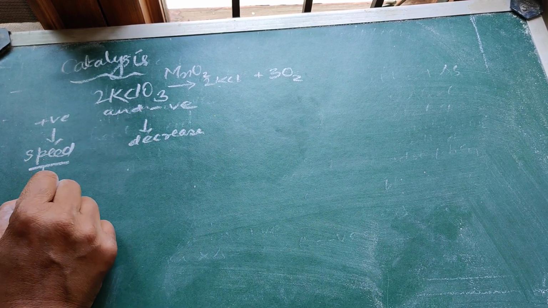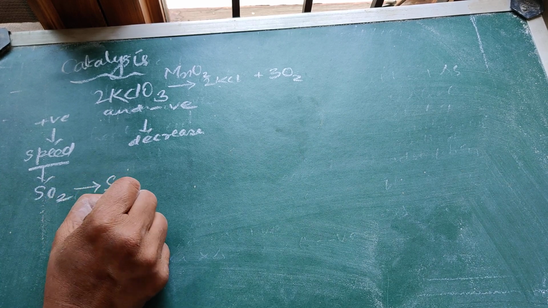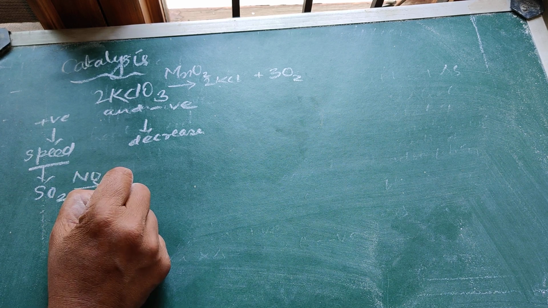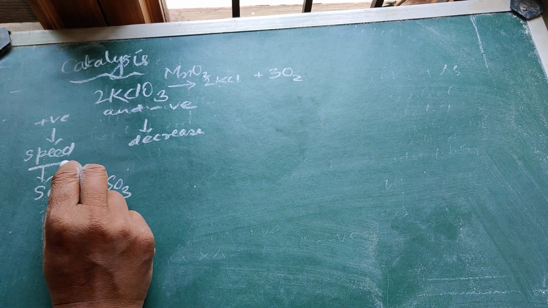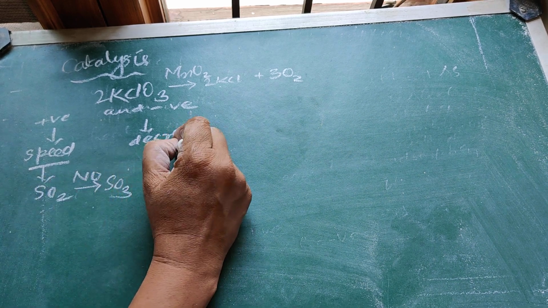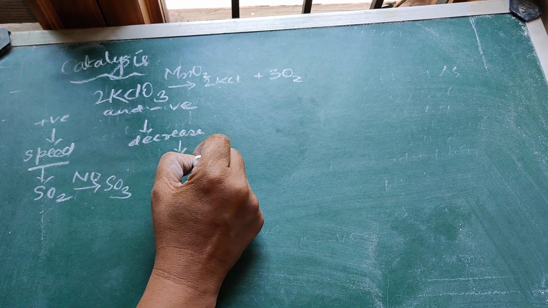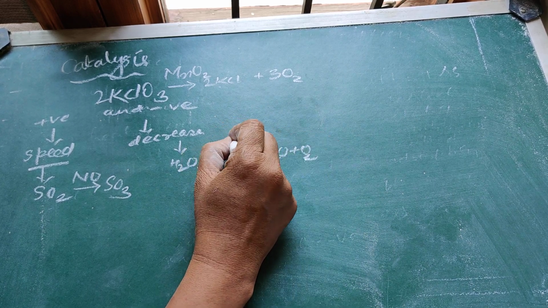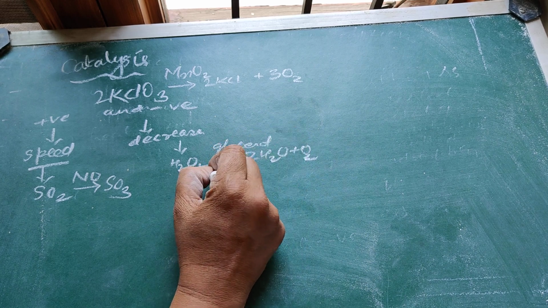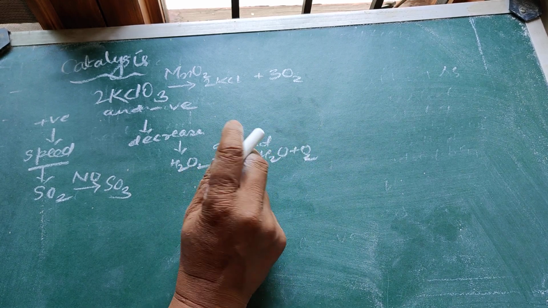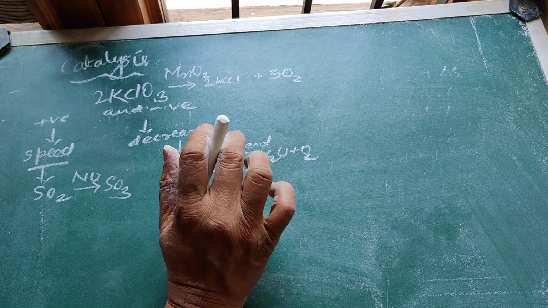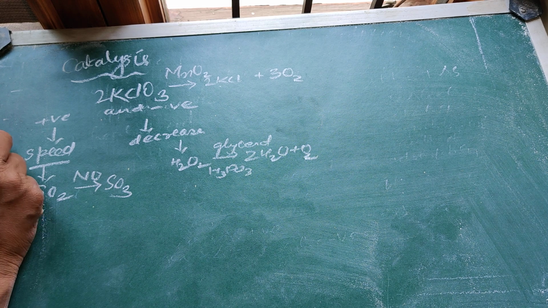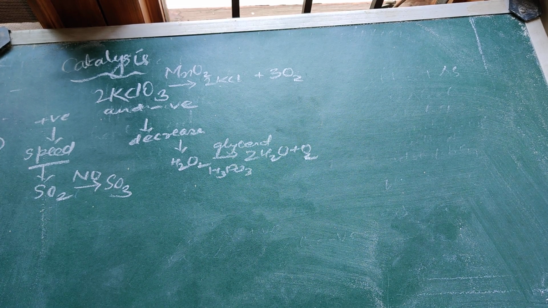Example, SO2 changes to SO3 in presence of nitric oxide. This is the lead chamber process of formation of sulfur trioxide, and here this is positive. If H2O2 gives H2O plus oxygen in presence of glycerol, the catalyst used here is a negative catalyst, that is it decreases the speed of the reaction. So this is the first type of catalyst, that is the positive and negative catalyst.